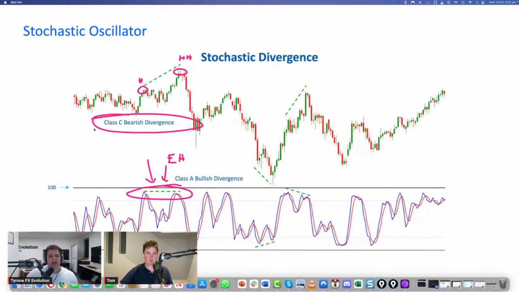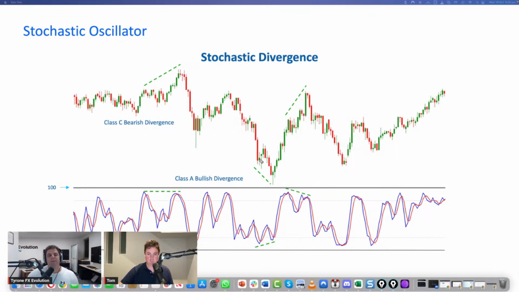Now, Class A divergence, which is what we're finding in the middle here, is when price actually makes a lower low. You can see right in the middle of the screen, price has made a lower low, and the indicator has actually made a higher low. So it's completely doing the opposite of what price is actually doing. Now, remember, in a perfect balanced market, if price makes an equal high, the indicator would be expected to make an equal high as well. So that's where the divergence comes in.